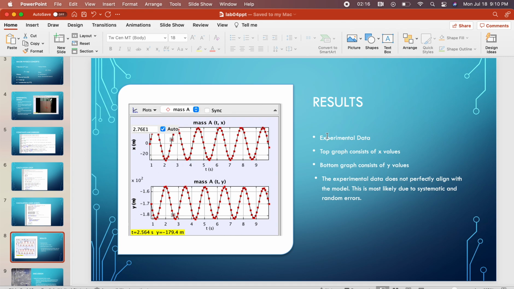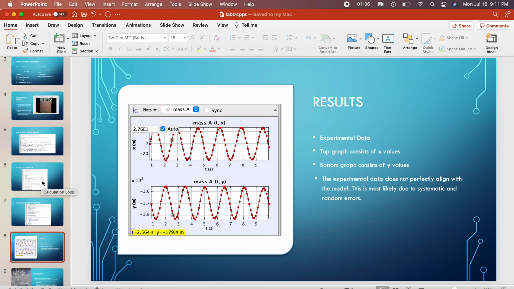So the results. Right when you see here, this is the experimental data. As you can see, it's very similar to a sine or cosine wave. The top graph consists of the x values, and the bottom graph consists of the y values. So based on what we did here, we used the code to create a model, and then we used the tracker software as our experimental data. And the experimental data does not perfectly align with the model that was produced by the code. This is likely due to systematic and random errors mostly.